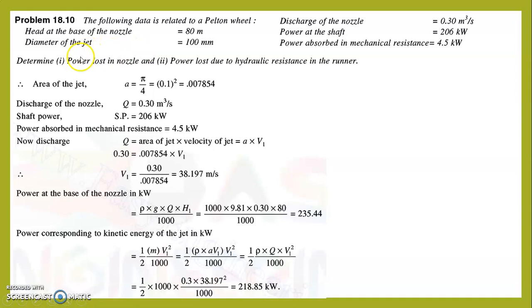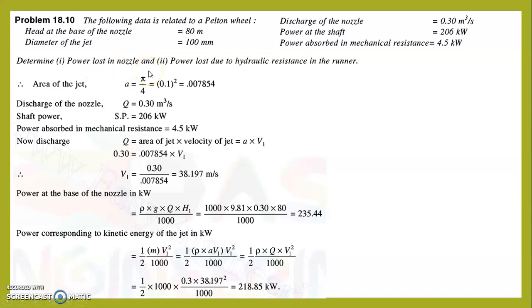Okay. First we have to calculate the power lost in the nozzle. The head available is 80 meter. Due to that 80 meter we will get a velocity. But actually we are getting a discharge of 0.3 meter cube per second. From that we can calculate the velocity. Q is equal to area into velocity, and the diameter of the jet is given, so we can calculate the velocity. By using the 80 meter we will get another velocity. We compare these two, and we will get a head loss. That is called the power loss in nozzle.